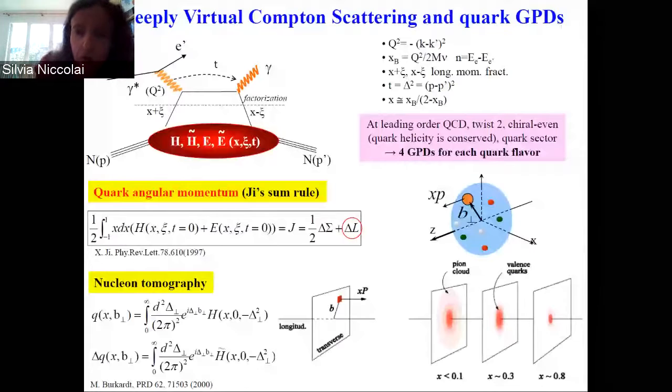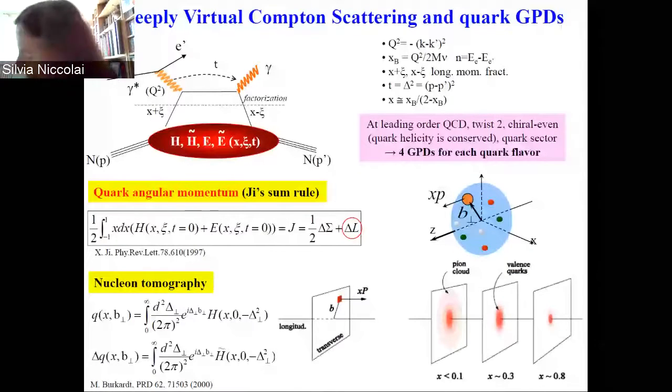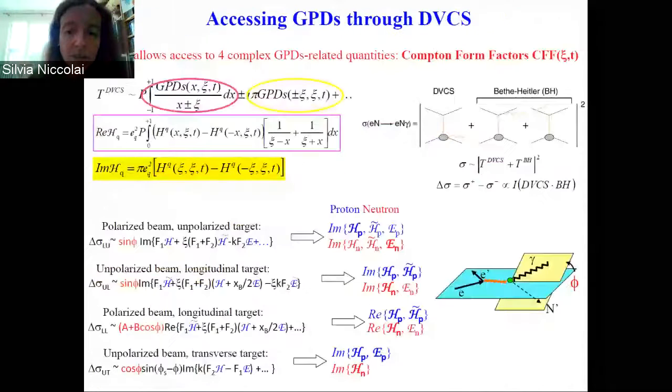So in order to really sample the kinematic dependence of the GPDs and access all of them, we really need to have a full experimental program, and this experimental program has not to be only focused on the proton, but it also has to be on neutron targets for different reasons.